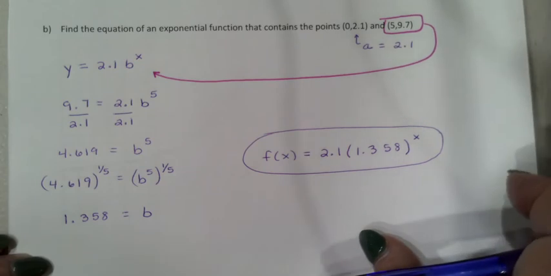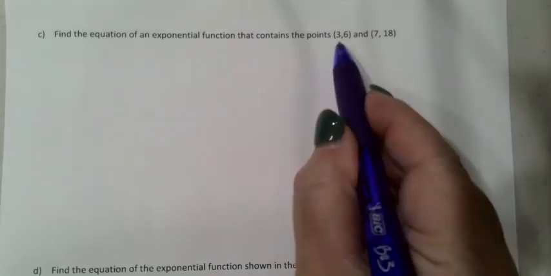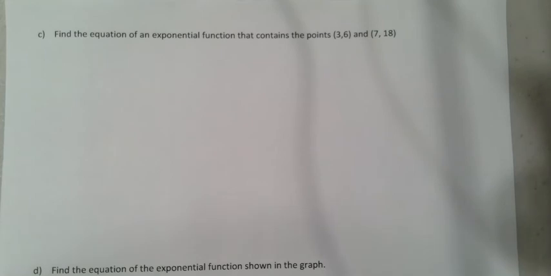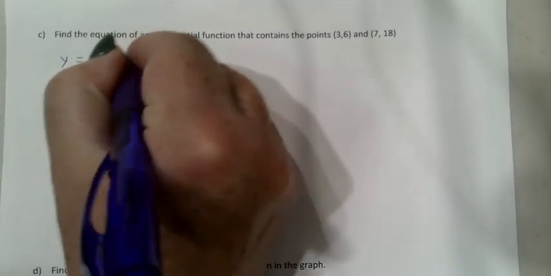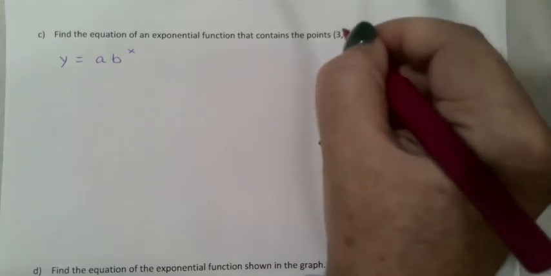So both of the examples we've done so far, we've known A right away because we were told the y-intercept. These last 2 examples, that will not be the case. So we've got 2 points, we want an exponential function, and notice neither one of those is the y-intercept. So I'm going to go back to my basic exponential function, y equals ab to the x, and I'm going to plug both points in.